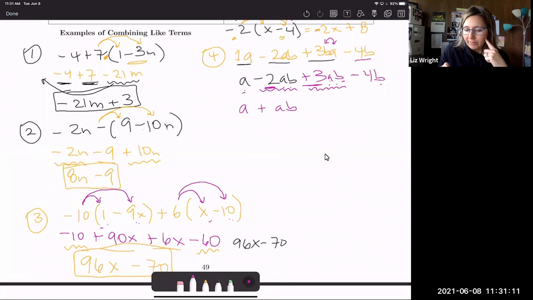Again, side note, if you wrote +1ab, it's fine. You're not going to get counted off. Make sure you heard that. All right, and then finally, we've got our last one, -4b.